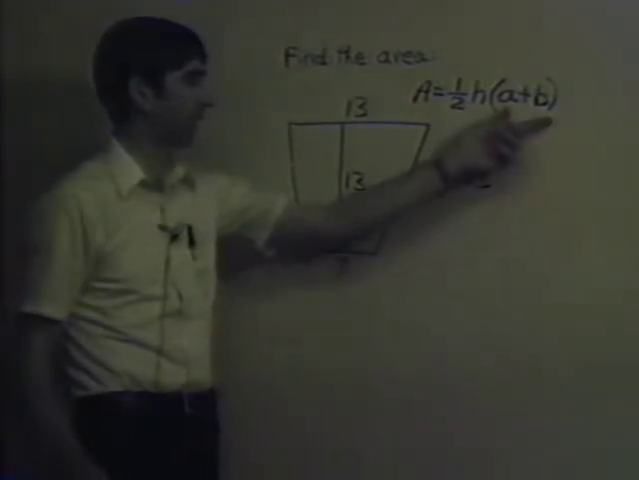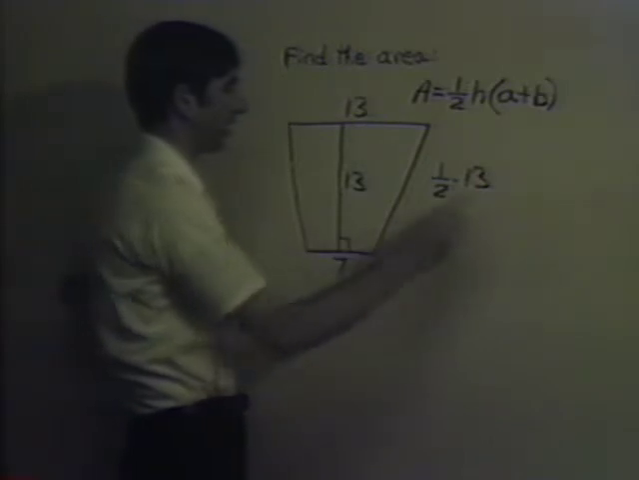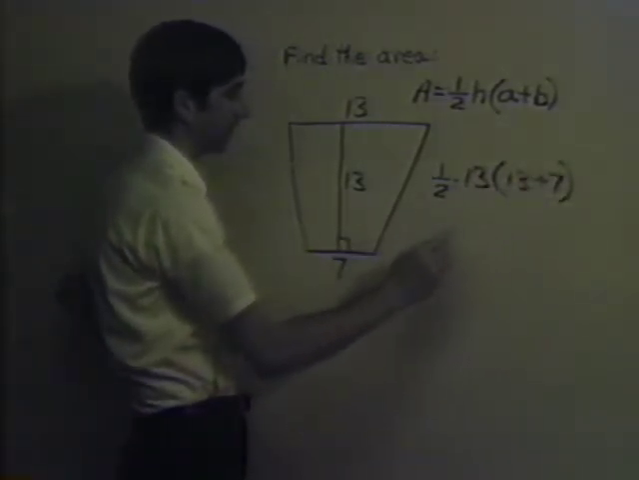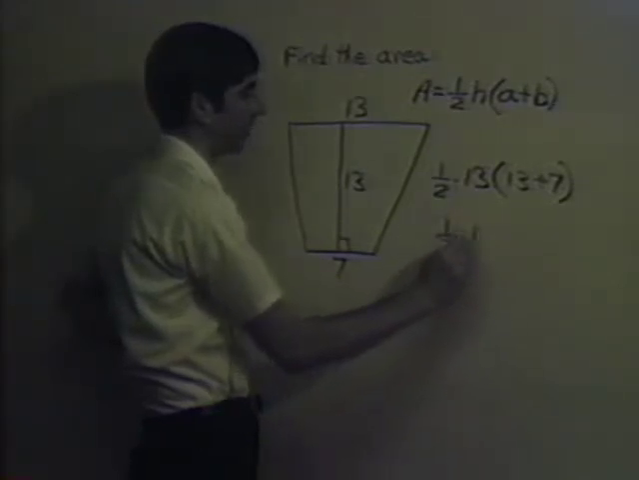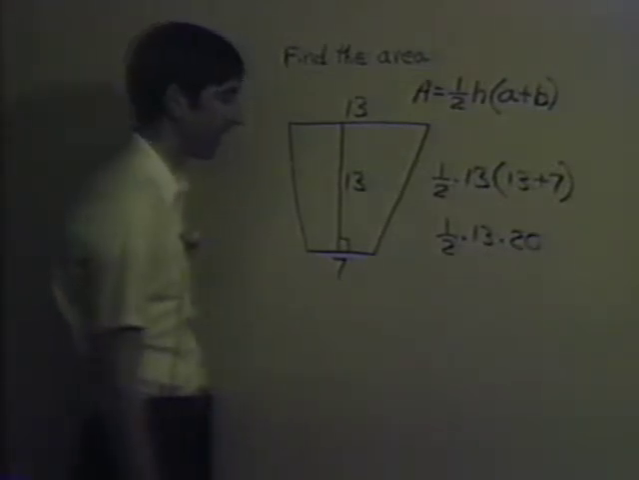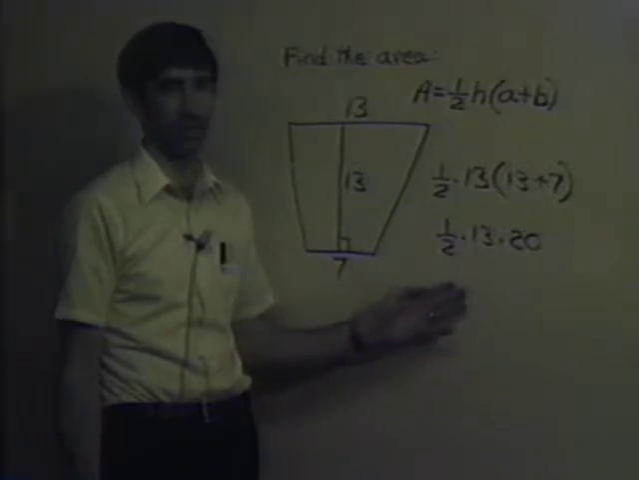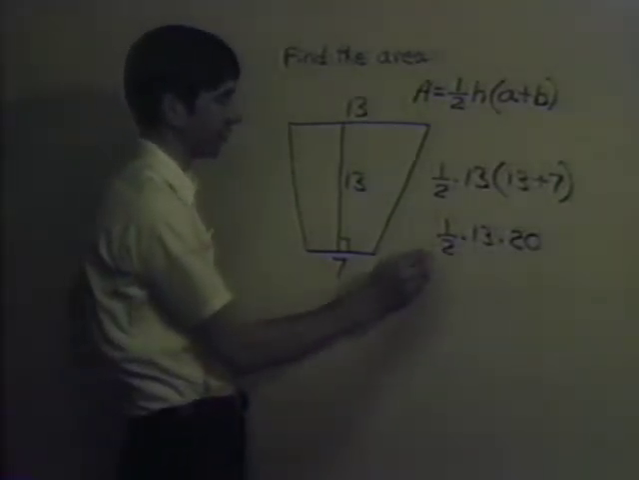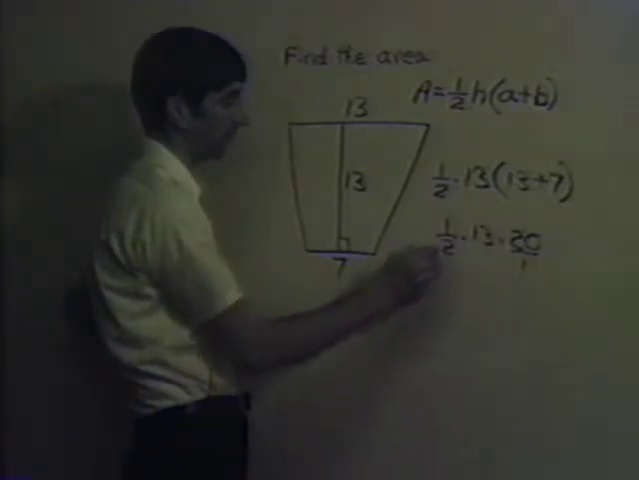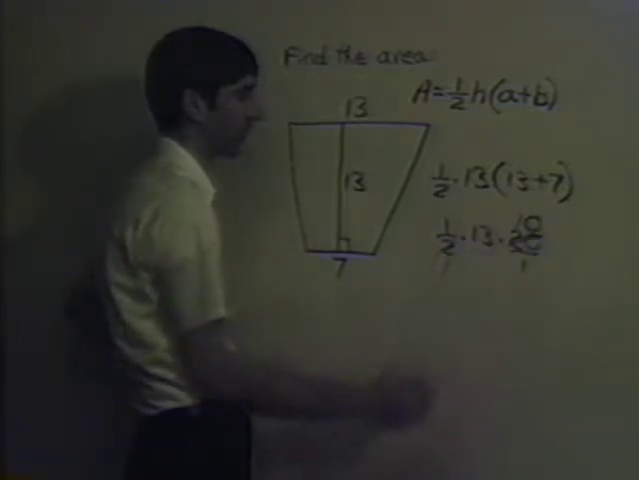And then we've got a plus b, which again is the two bases, the top and the bottom in this case. And that is 13 plus 7. Now we can simplify that to be 1/2 times 13 times 20, since 13 plus 7 is 20. Whenever you're multiplying by a half, it's the same thing as dividing by 2, so we can either think of this as 2 into 20, or if we look at it as fractions, we can reduce the fraction by dividing a 2 into this one, which goes once, and also a 2 into this one, which goes 10 times.